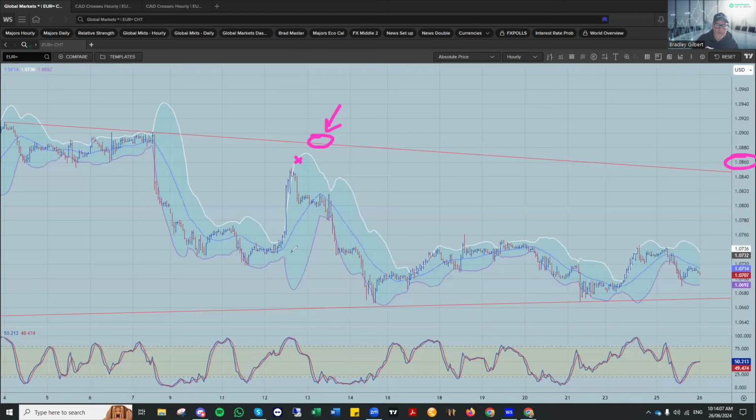Because if you're using this day in, day out, it might work sometimes. But look at the situation here. If you say, this is the top of the band, I'm going to get short here, it doesn't really line up yet with an overbought situation. You get short here and it's up, it's up, it's up, it's up.